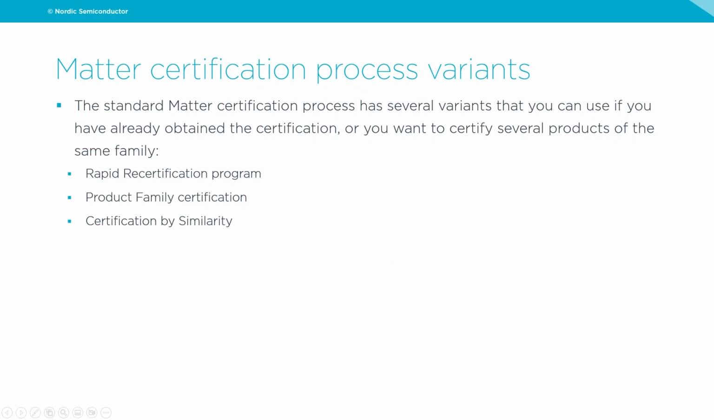The standard Matter certification process has several variants that you can use if you have already obtained the certification or you want to certify several products of the same family. So we have rapid recertification program, which can be especially interesting if you would like to provide a device firmware upgrade for your Matter device. We have product family certification and we have certification by similarity. You can familiarize with more details regarding those variants following the provided link.